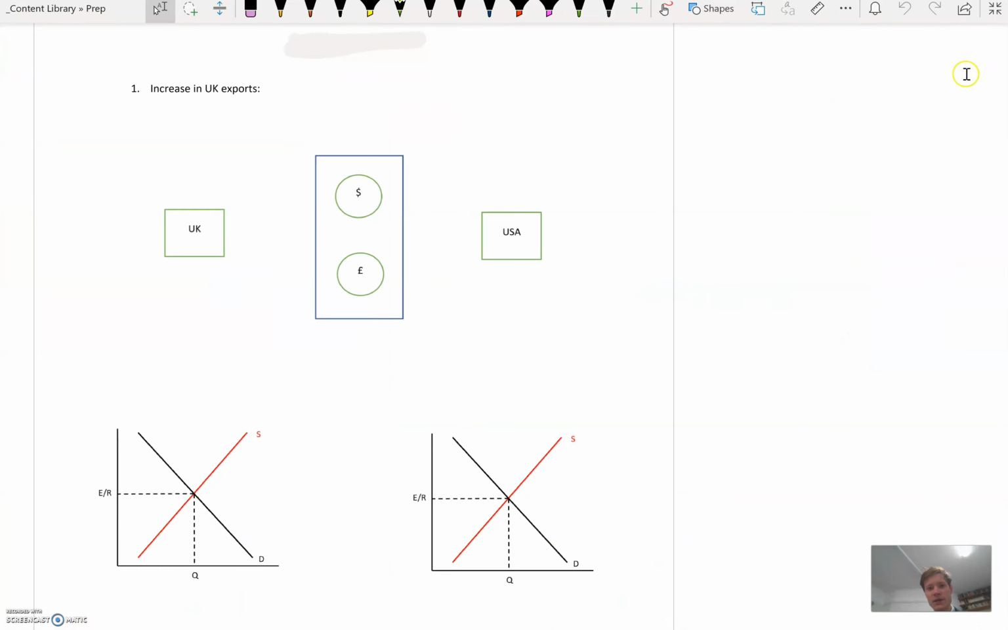Hello, today we're going to be looking at the exchange rates of a country and looking at the causes, and it's really important we start with that word, the causes of changes to exchange rates. So causes of those changes. These are not the effects of exchange rate changes.